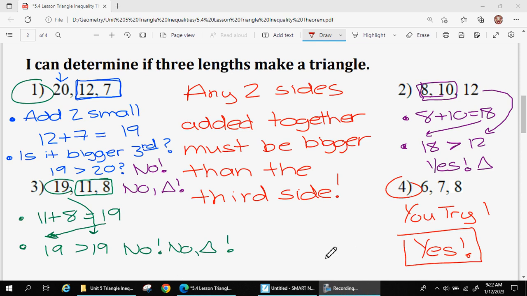So the answer is yes, I can build a triangle with sides 6, 7, and 8. If you didn't get yes and you don't understand why, now is the time to ask for help. Please do ask for help so that when we move on to do practice, you have sorted out a misunderstanding that you might have had.